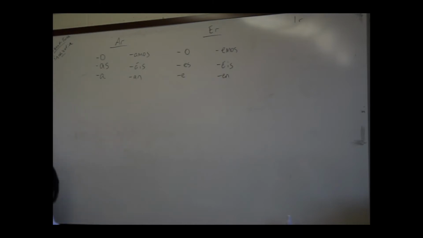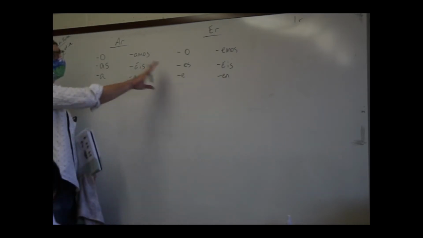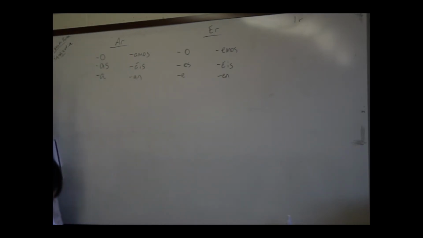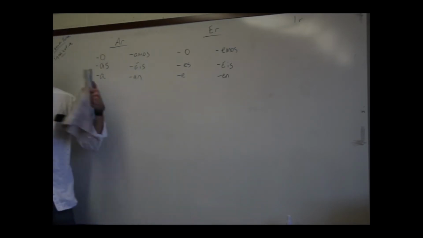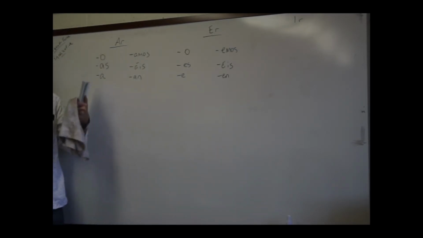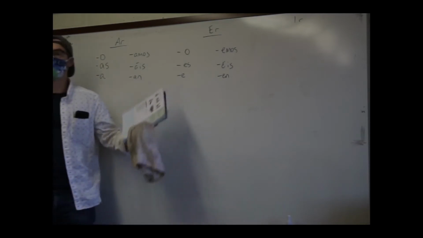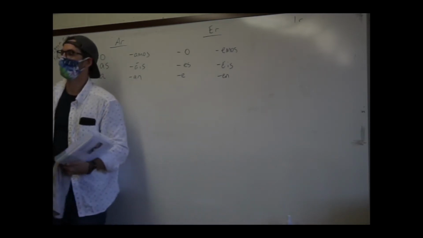All right, so that's an easy progression. AR verbs have A's, ER verbs have E's. And then make sure that you say it right. So now let's say both of these together. O, as, a, amos, ais, an. O, es, e, emos, eis, en. Again. O, as, a, amos, ais, an. O, es, e, emos, eis, en.